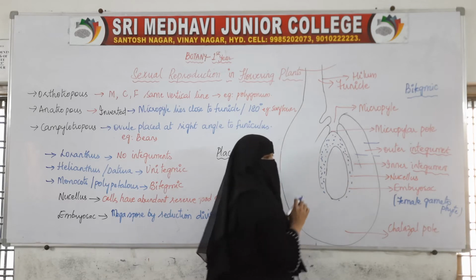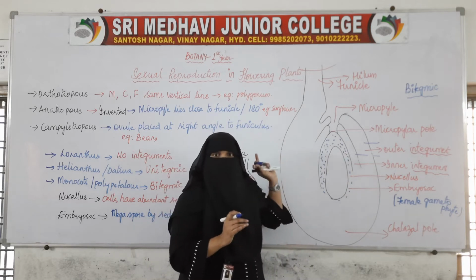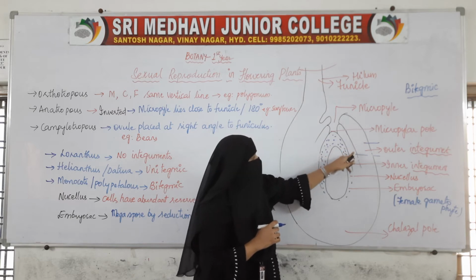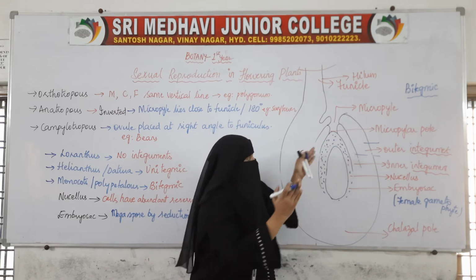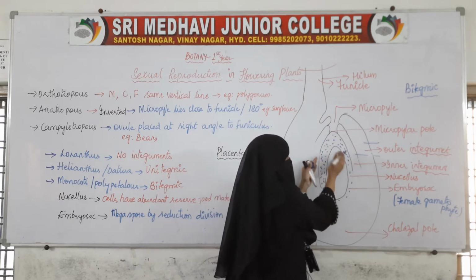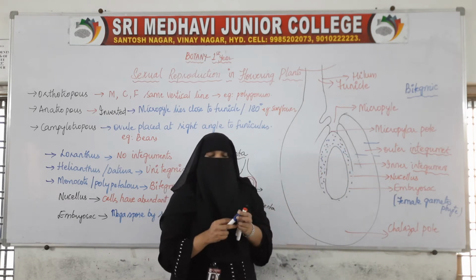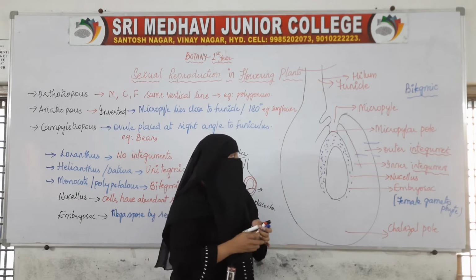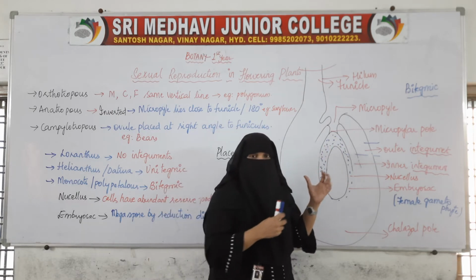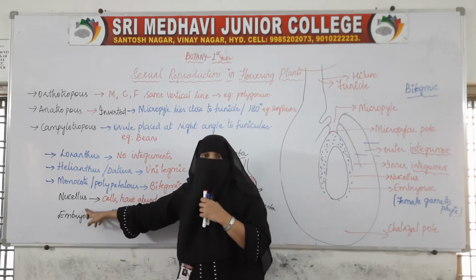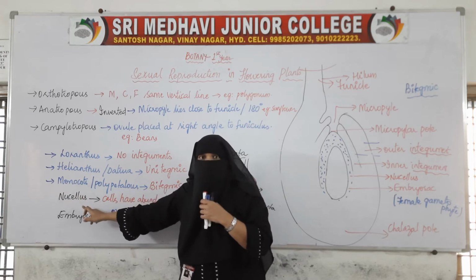It won't be like this. For your understanding, I am putting these dots here. This is the outer integument, this is the inner integument. So enclosed in between these integuments, a few cells will be present. This group of cells together is called as what tissue? Nucellus tissue, okay.